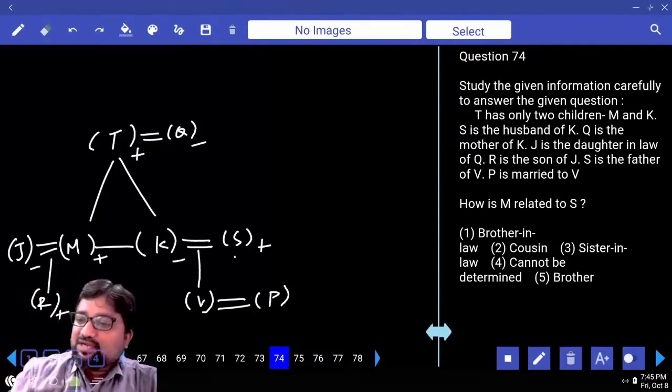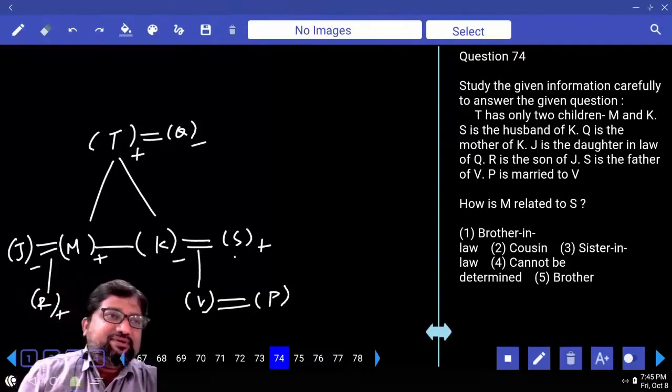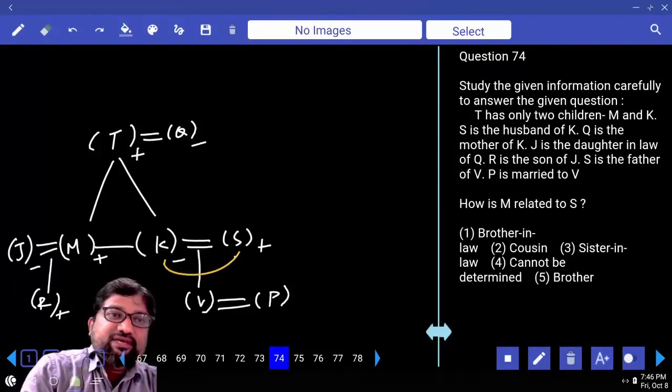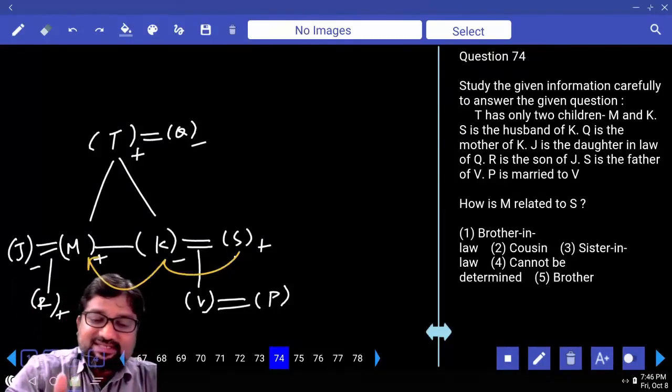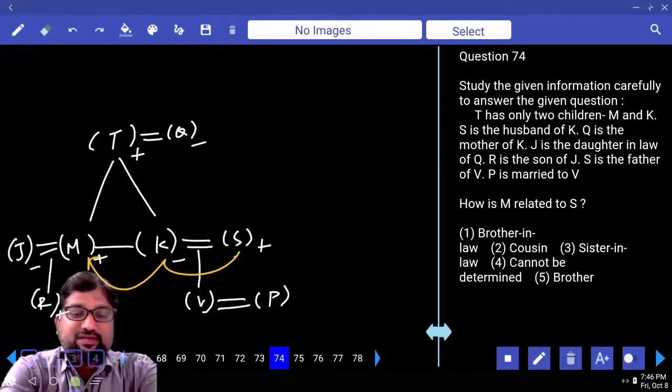Understood? So how is M related to S? Start from S. From S I need to go to K. From K I need to go to M. This is how I'll establish the link. S is wife, wife's brother, brother-in-law.